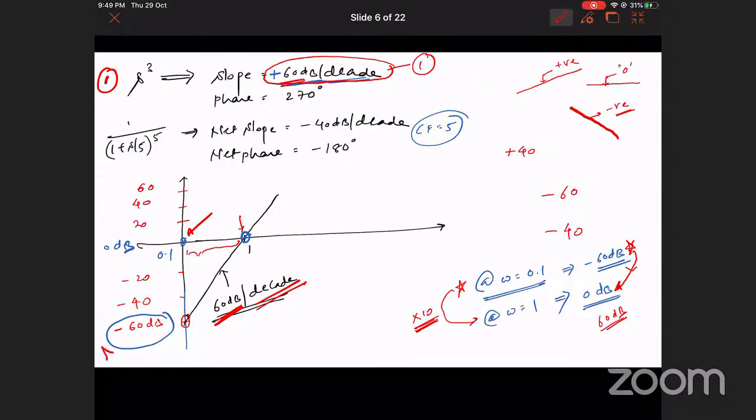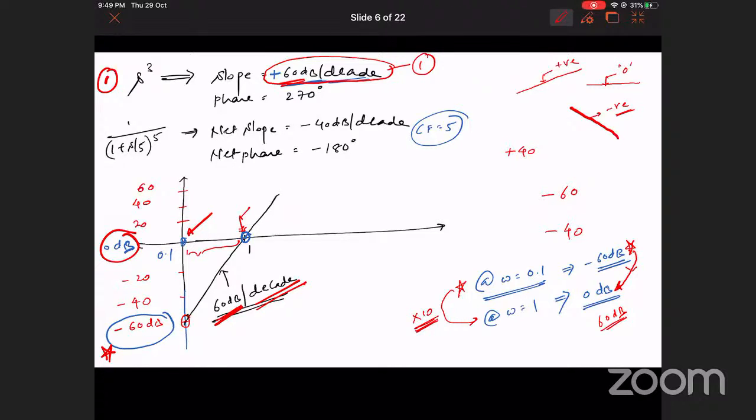If you look at the initial point, guys, it is minus 60 decibel. And once you reach this point, it becomes 0 decibel. So can't you see that the magnitude is increasing by 60 decibel per decade change in frequency? I hope you got that. And of course, if you have doubts, you can definitely ask me. Else, I'll go ahead with my explanation.